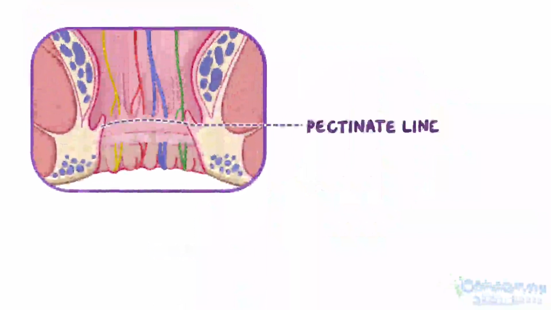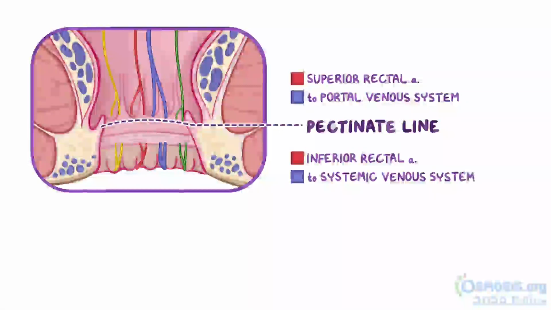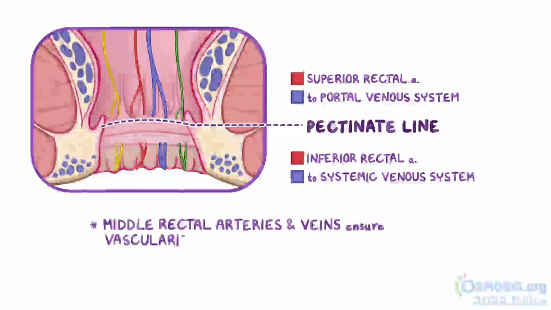Above the pectinate line, arterial supply is ensured by the superior rectal artery, while venous blood drains into the portal venous system. Below the pectinate line, arterial supply comes from the inferior rectal arteries, while venous blood drains into the systemic venous system. However, the middle rectal arteries and veins also ensure vascularization both above and below the pectinate line.